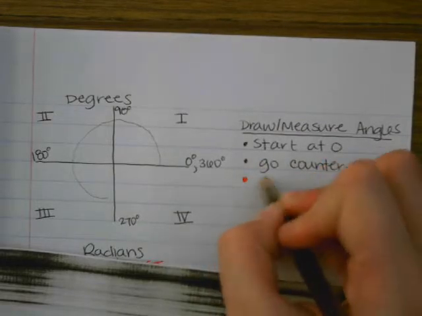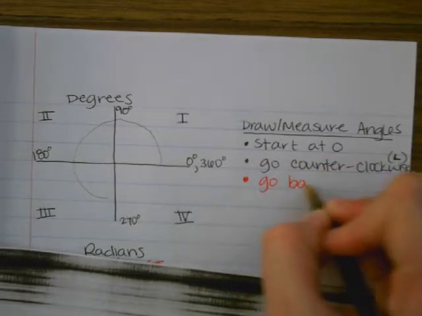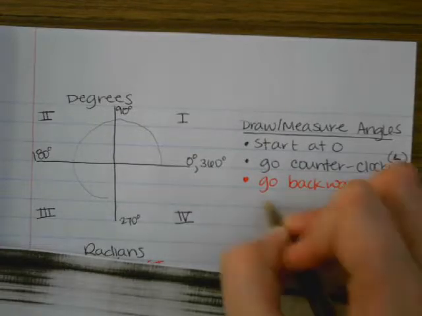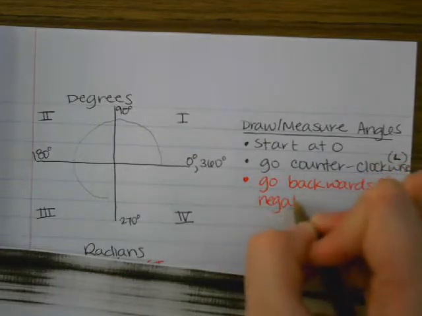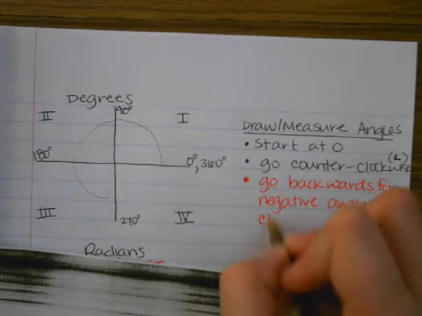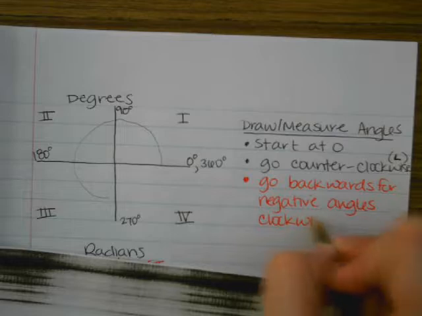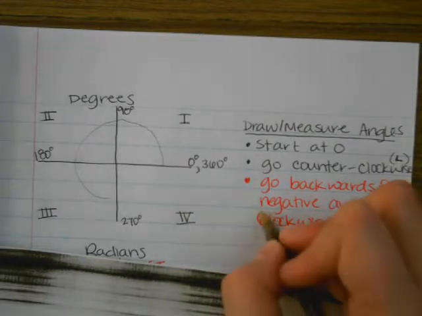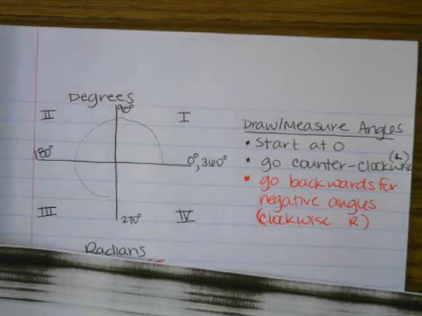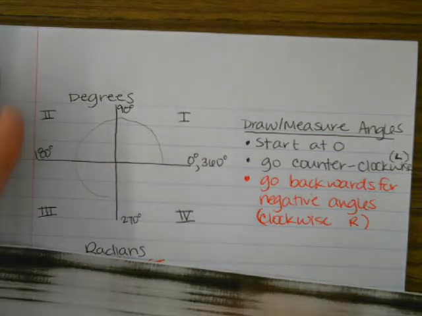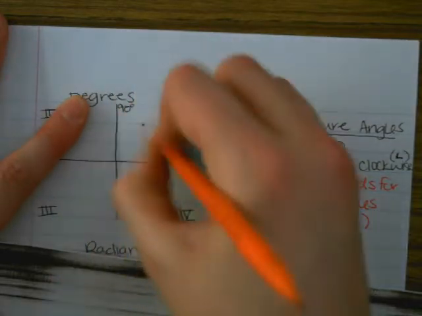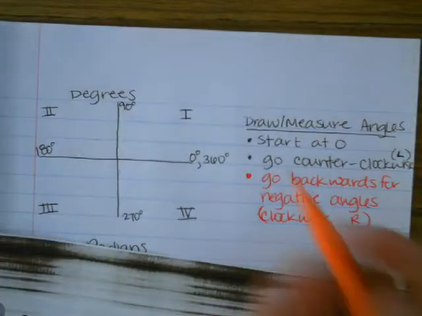So I'm going to say go backwards for negative angles, which is clockwise. Or if clockwise messes with your brain, then you could say to the right. Okay, so that means we do not want to go this way. So we go from zero to quadrant 4.